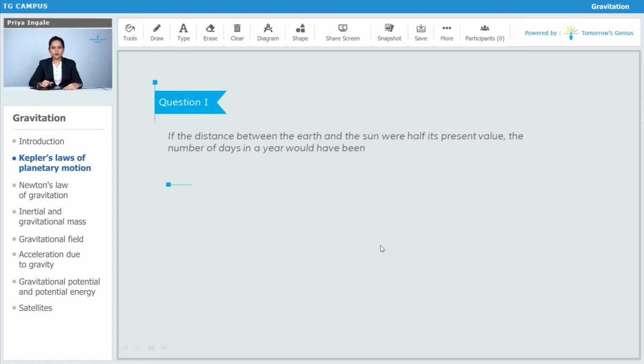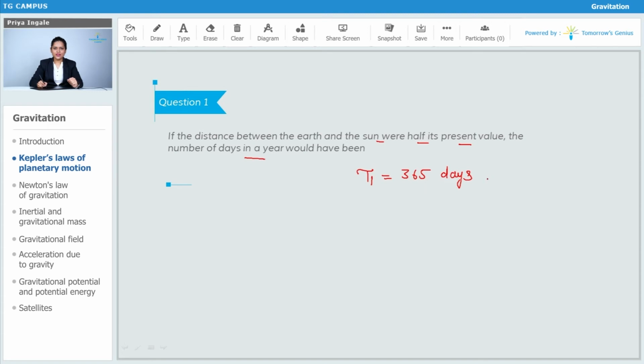Now let us see one example. If the distance between the earth and sun were half its present value, the number of days in a year would have been. So for now we know that the number of days in a year is 365, right? So if I'm taking T1 as 365 days, correct? So this is the time taken by the earth to complete one revolution round the sun.